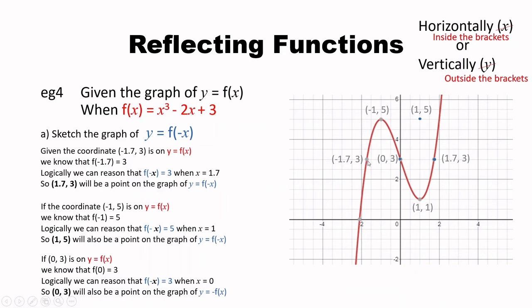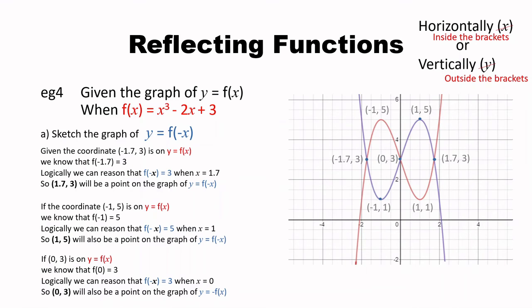However, this point here was moved over to here, and this point here was moved over to here. Can you see what's been happening? Point (1, 1) would have been moved over to here, and point (1.7, 3) would be transformed over to here. Can you now see what's happening?